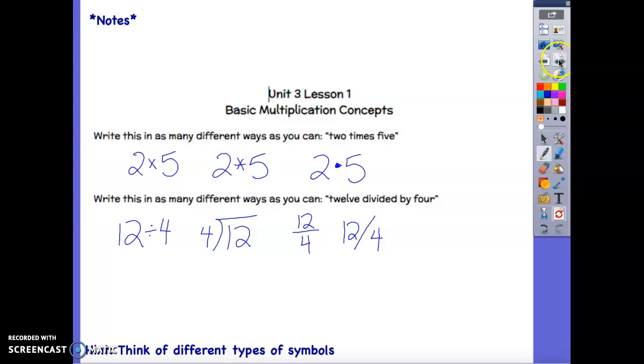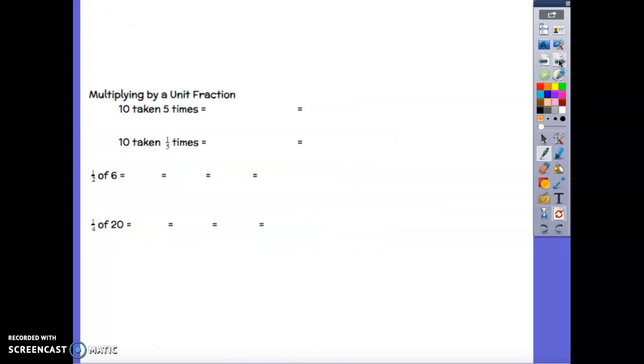So now that we've gotten that out of the way, we're going to start focusing on what it means to multiply by a fraction. So when it says 10 taken 5 times, okay, that's the same thing as doing 10 times 5, which hopefully you guys know is 50. That'd be like if you decided to run 10 miles and you did it 5 whole times. So now you've done that 10 and you've done it 5 times, making it into that 50.